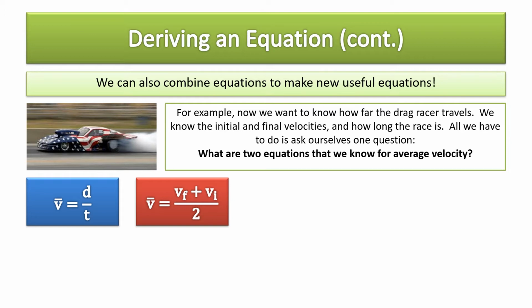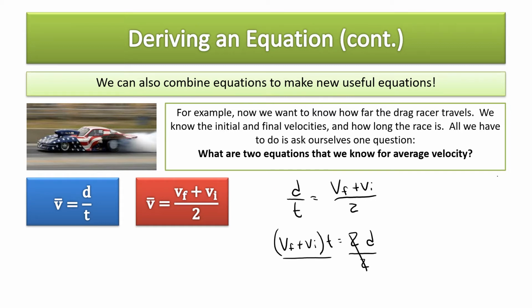Okay, so what we're going to do is set these two equations equal to each other and then do some rearranging. So if we know that d over t is equal to the average velocity and vf plus vi over 2 is equal to the average velocity, then it stands to reason that those two equations are equal to each other. And then we can cross multiply and you get vf plus vi times t is equal to 2 times d. And if we wanted to solve for the displacement, we just divide by 2.